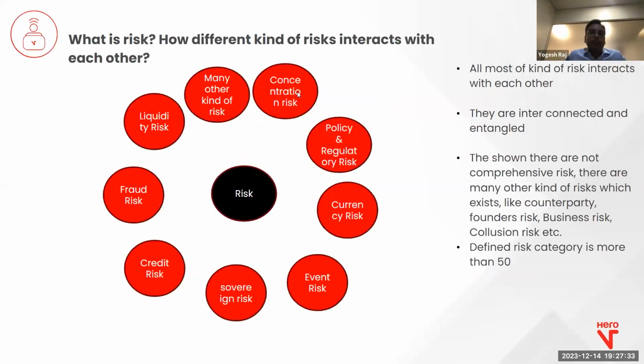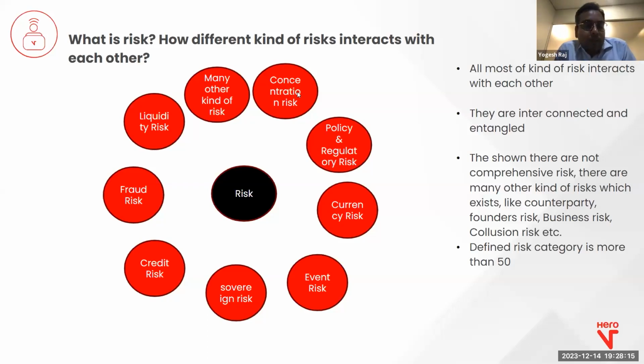Since the topic is risk, it is important to understand that one risk is not very independent in nature. There are more than 50 different kinds of risk categories which are defined by different financial institutions or regulators. When I say regulators, it can be RBI, SEBI, those kinds of institutions, and also financial institutions. You can take any bank, any of the NBFCs, or any of the mutual fund players. All of them are in a way financial institutions. So I will be starting with fraud risk.